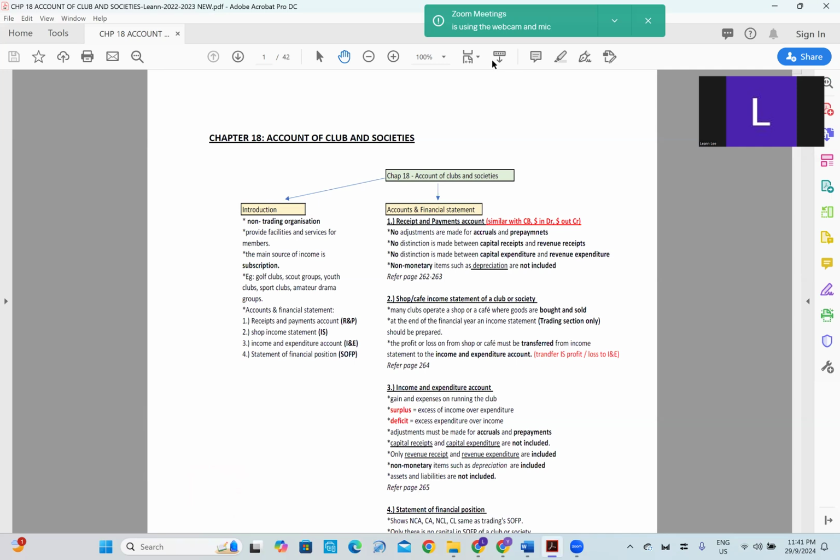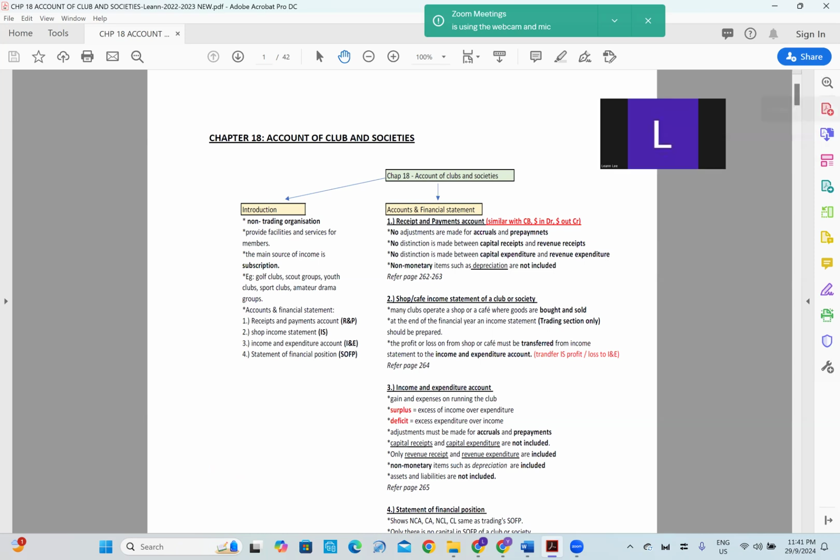Hi everyone, today we talk about chapter 18, Accounts of Clubs and Societies. Under this topic, we are focusing on the Receipts and Payments Account, the Shop Income Statement, the Income and Expenditure Account, and the Statement of Financial Position. We are going to learn how to prepare all four. We also need to adjust the main income they receive, which is subscription fees, for prepayment and accrual.